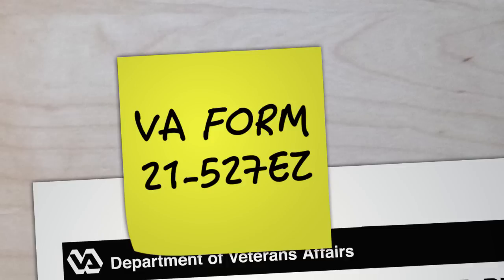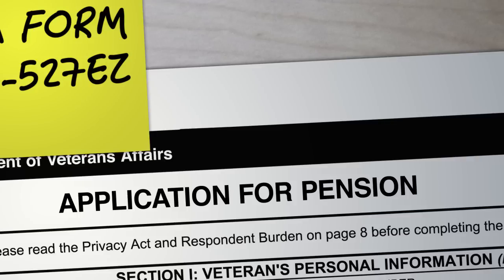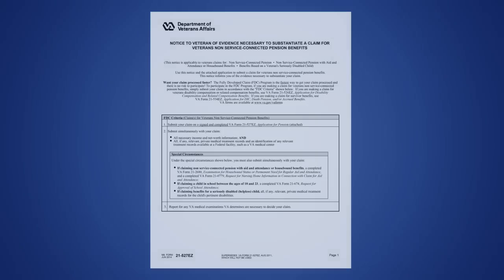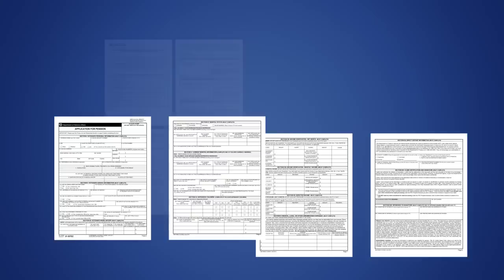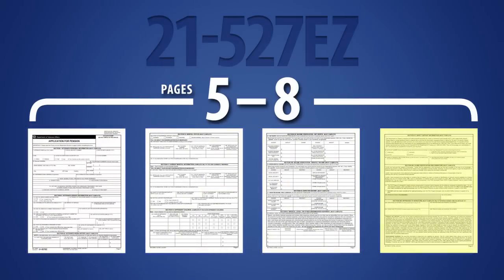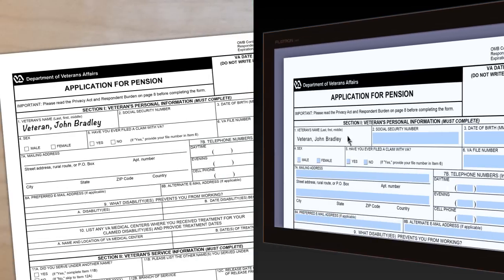Overview of VA Form 21-527EZ Application for Pension, Part 2. This is Part 2 of a two-part series. This part will cover topics related to pages 5 through 8, the application portion of VA Form 21-527EZ. You have the option to handwrite or fill out this form electronically on your computer.